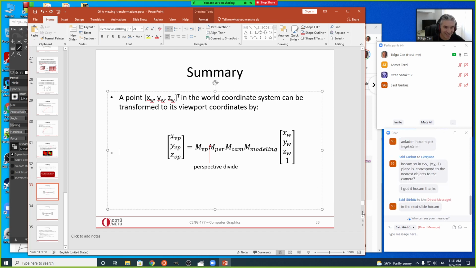Oh, it's in the next slide. Thanks. And we have the camera transformation to move everything to the camera space, then perspective transformation. At this point, we do perspective divide, then viewport transformation. Now, at this point, we have XVP, YVP, and its depth value. Now we can jump onto our rasterization stage where we actually fill in the pixel values.